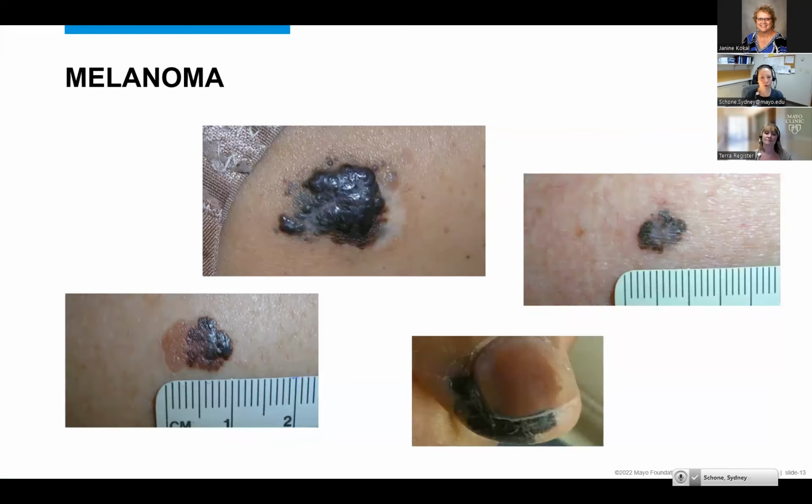Here are a few more that I'd like to show you today. So there it's showing the size. On the lower left is showing the size of 1 centimeter, which would be about 10 millimeters. The other one I'd like to point out is the one on the lower right, which is under a nail bed, where we're also looking for changes in the nails.